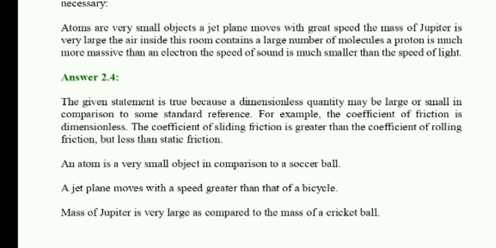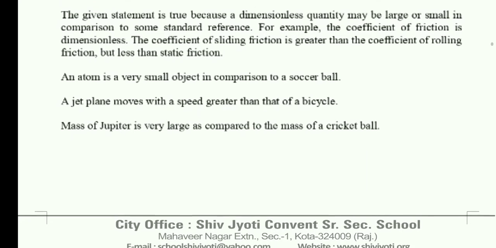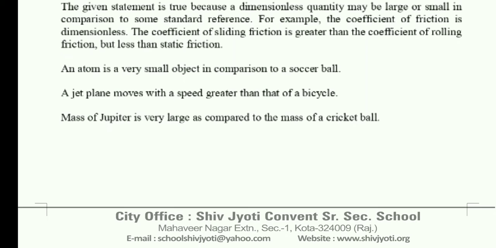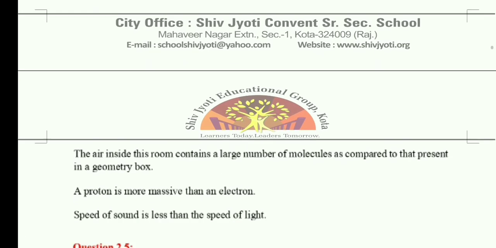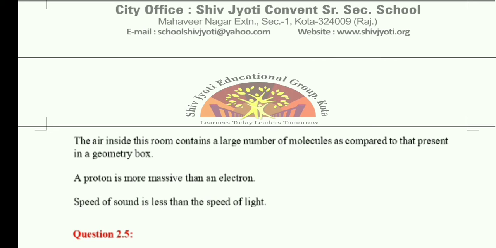Third, the mass of Jupiter is very large. Again, this is an incomplete sentence. There is no comparison. We have to compare. Now the answer will be: the mass of Jupiter is very large as compared to the mass of a cricket ball. Fourth, the air inside this room contains a large number of molecules. Again, a large number of molecules, but in comparison to what? So the complete sentence will be: the air inside the room contains a large number of molecules as compared to that present in a geometry box.